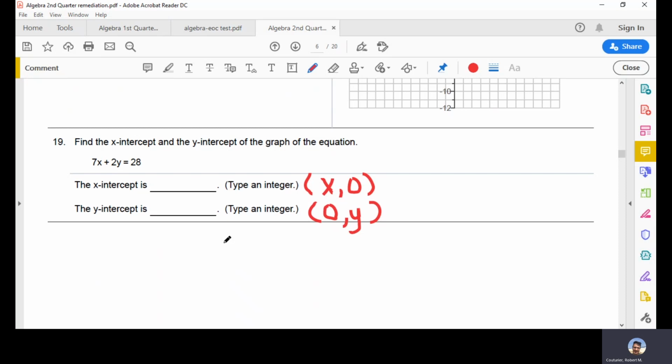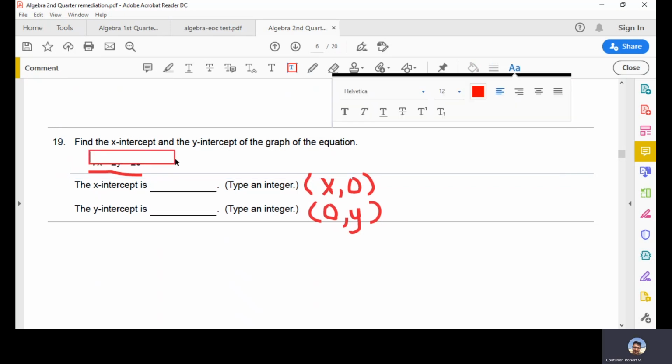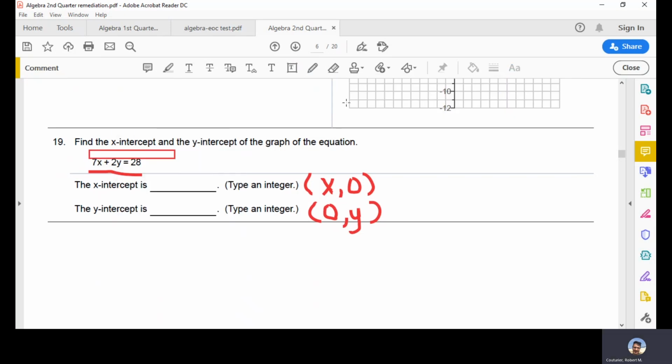Now they give us, notice, please notice, look how this is set up. This is in standard form. Do we remember that? Standard form of an equation. Okay, standard form has all of our variables on the left and your constant on the right-hand side.